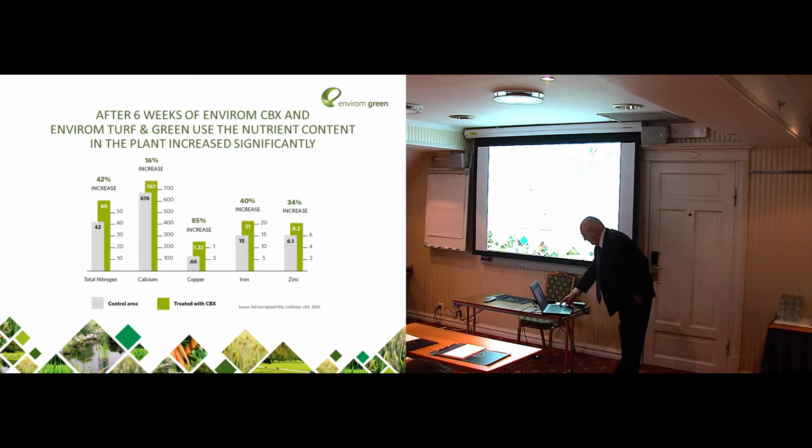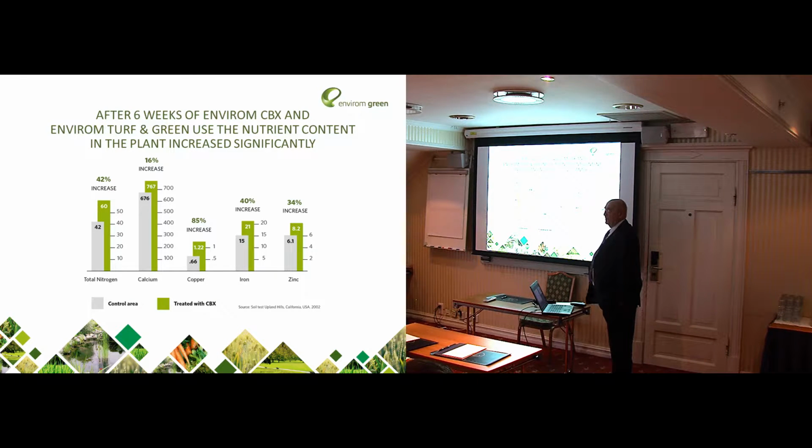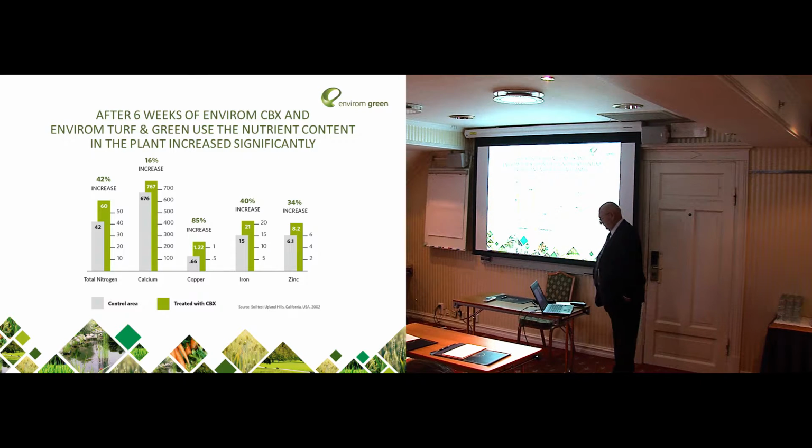What about the rest of the nutrients? Nitrogen went up. Why? Had the guys there producing nitrogen for him. He didn't have to put any more. 42% increase in nitrogen. So he could cut back his nitrogen on our side, at least by 40% and be equal. Calcium went up. Calcium is EQ. What's calcium for? Strength of the tissue, right? Bones, same system. Copper, iron, zinc, all nutrients that the plant needs.